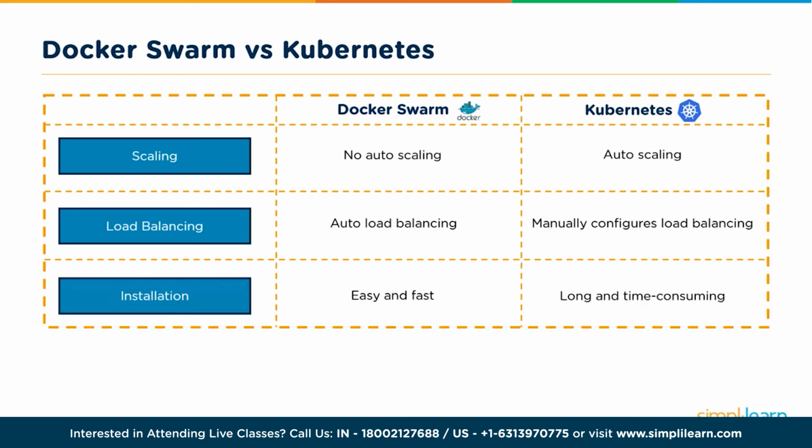The installation for Docker Swarm is really fast and easy. I mean, you can be up and running within minutes. Kubernetes takes a little bit more time and is a little bit more complicated. Eventually you'll get there. I mean, it's not like it's going to take you days and weeks, but when you compare the two, Docker Swarm is much easier to get up and running.